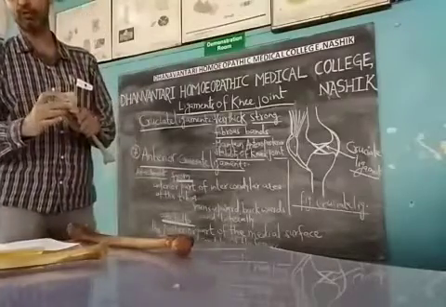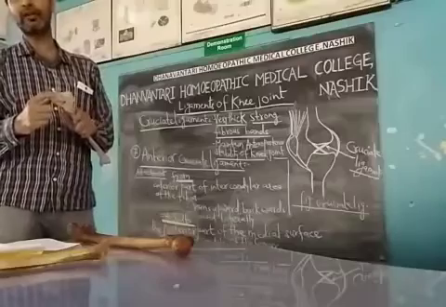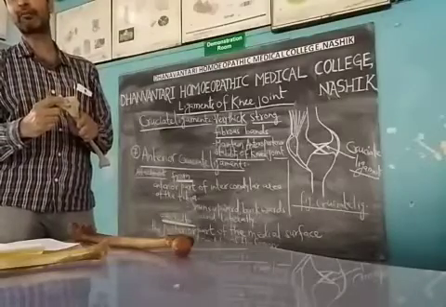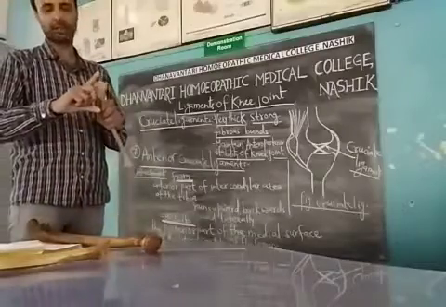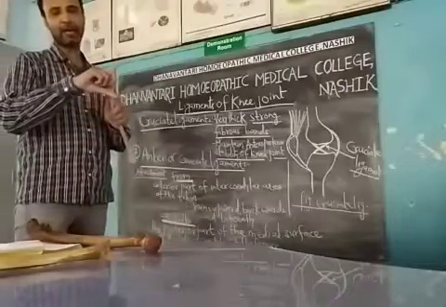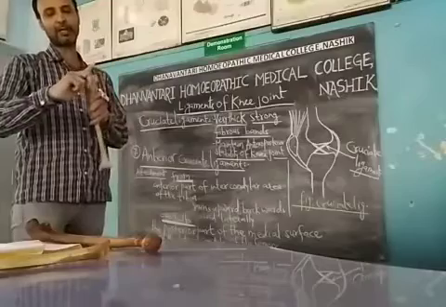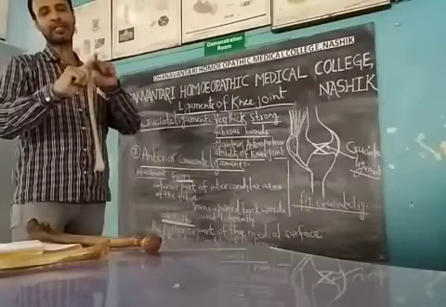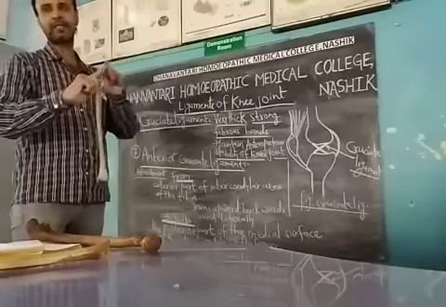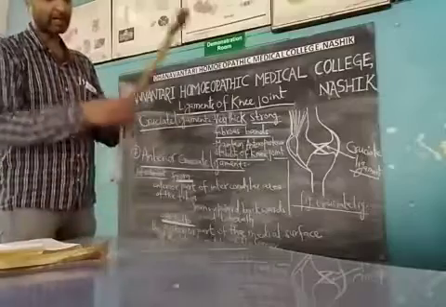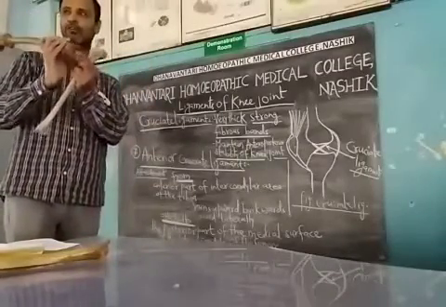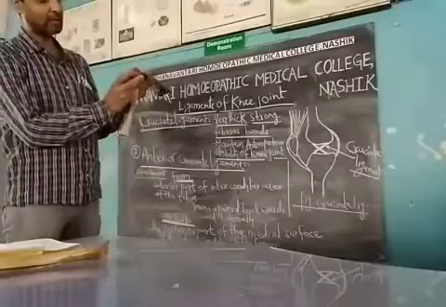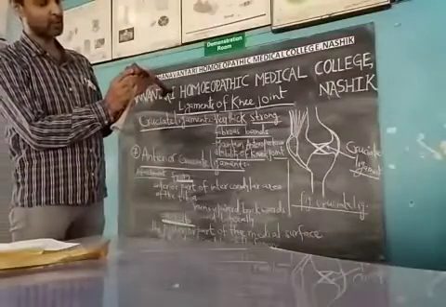So it attaches to the anterior part of the intercondylar area of the tibia, and from here it runs upwards, backwards, and laterally. So from here, from anterior, it is going like this. It runs upwards, backwards, and laterally. And as it is lateral, it is going to be attached to the lateral condyle of the femur. Now in this lateral condyle, it is attached to the posterior part.